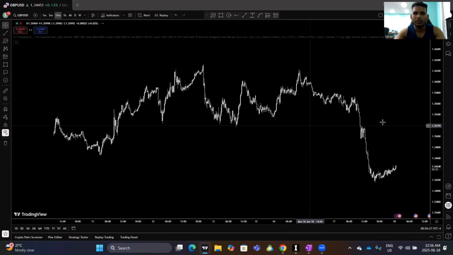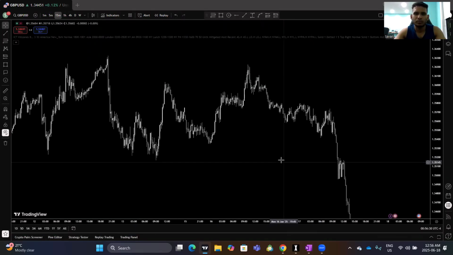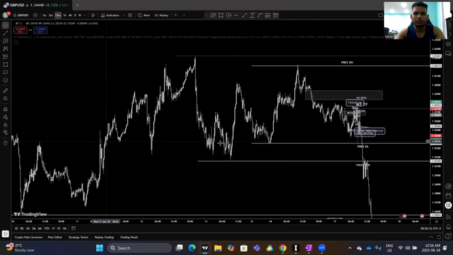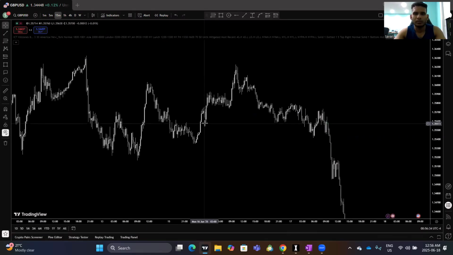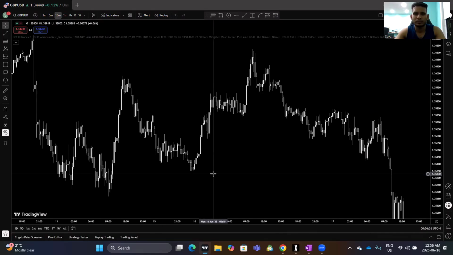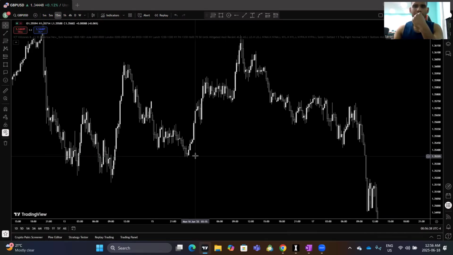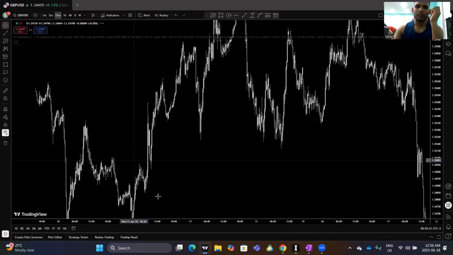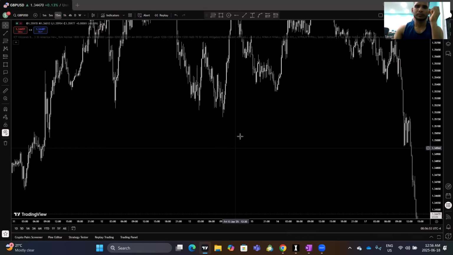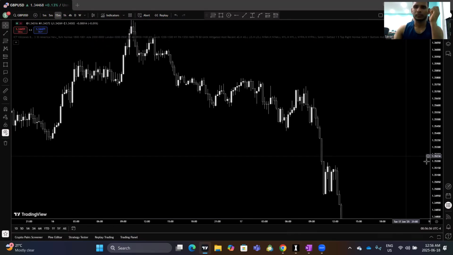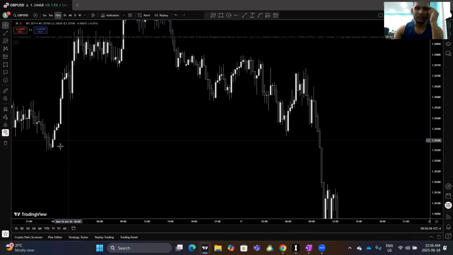What about in 15 minutes? So in 15 minutes, this was yesterday's low, if I'm not wrong. This was yesterday's low, this is going to be the Friday low, and this is going to be the weekly low. So price failed to take this low.